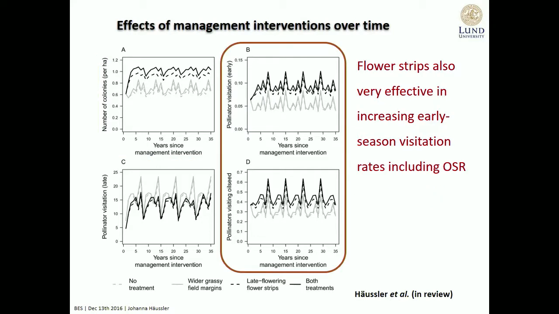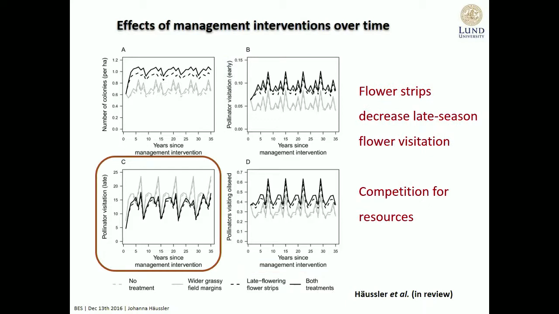Then flower visitations. Flower strips were also very effective in increasing early season visitation rates, including oilseed rape visitation. However, they decrease late season flower visitations. And this is due to competition for resources. So when we implement late season flower strips, they actually draw bumblebees away from the actual flowers that we had in the area before implementing flower strips.